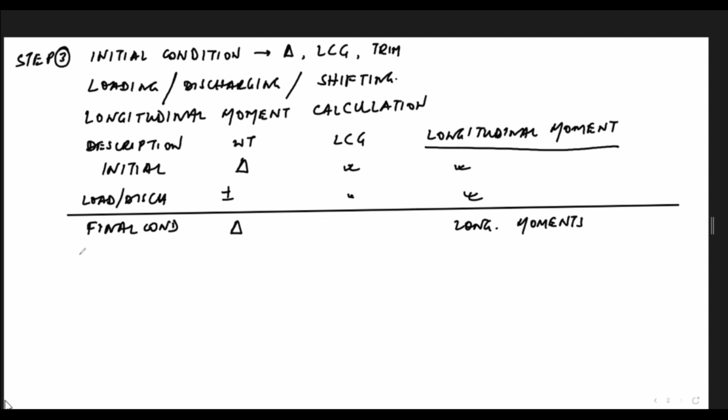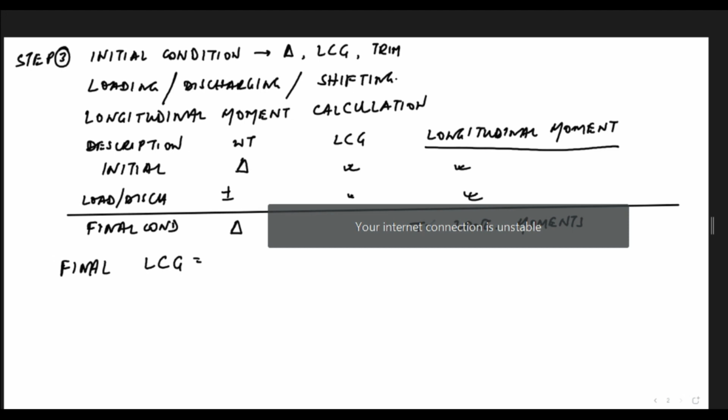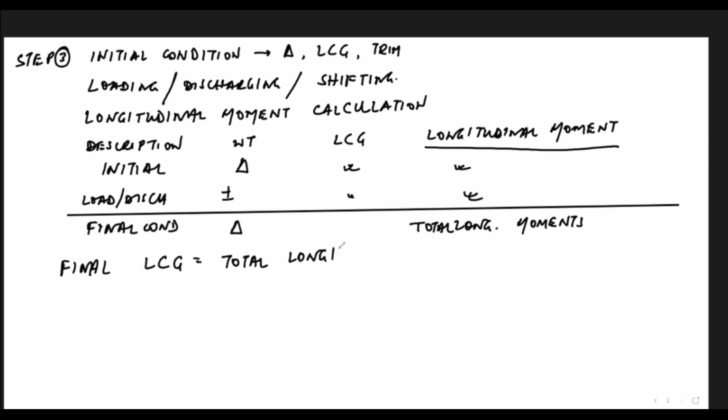So what I will find from here: final LCG is equal to total longitudinal moment, that is, this one will be the total longitudinal moment. So how do we find the final LCG? Total moment divided by final displacement. This will give me the final LCG.